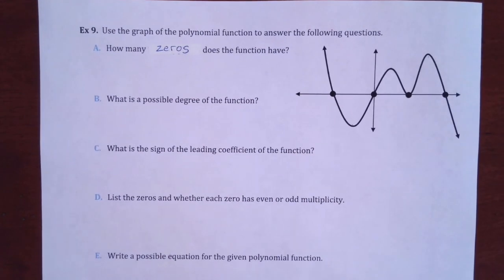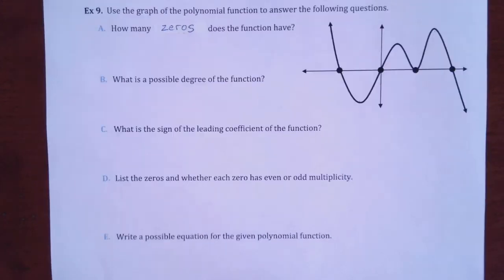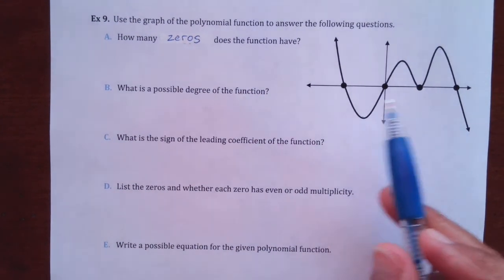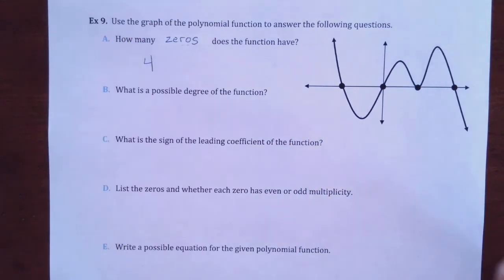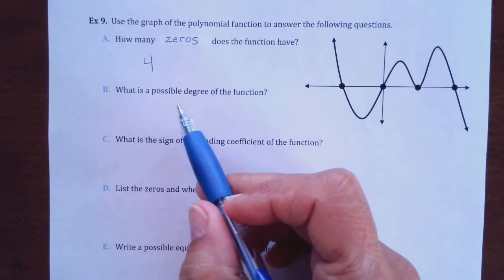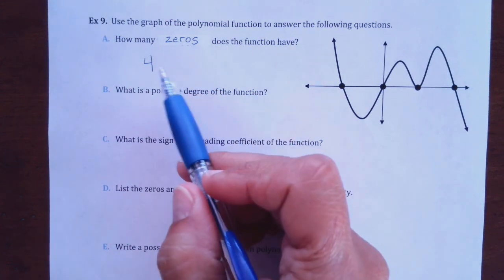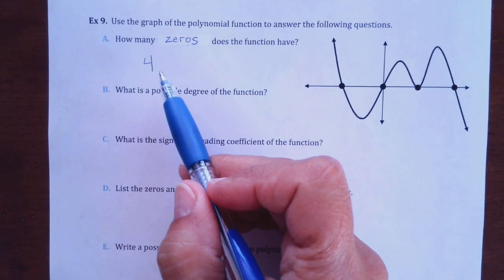It says use the graph of the polynomial function to answer these questions. How many zeros does the function have? Where it's crossing the x-axis, those are your zeros. So this one has 4 zeros: 1, 2, 3, and 4. So we have 4 zeros in this problem. The question asks, what is the possible degree of the function? Well, we know that it could be 4 if it has 4 zeros. That could be the power.